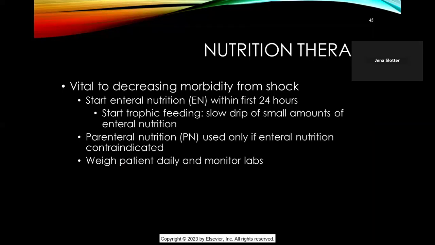Okay, so like we've been talking about, the nutrition therapy, we really want to get that started right away. Sometimes they'll start enteral nutrition within 24 hours, or just a slow drip, just to keep the bowels awake and working. Usually they're not doing TPN or anything unless they really can't tolerate some kind of enteral nutrition, because that's always preferred.